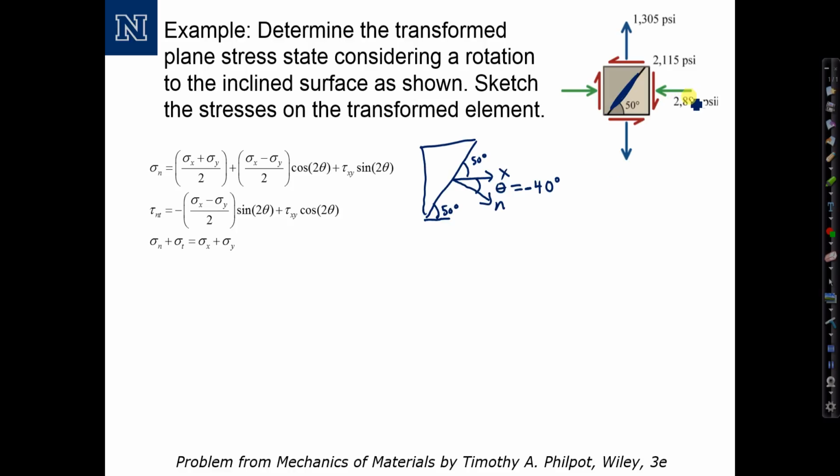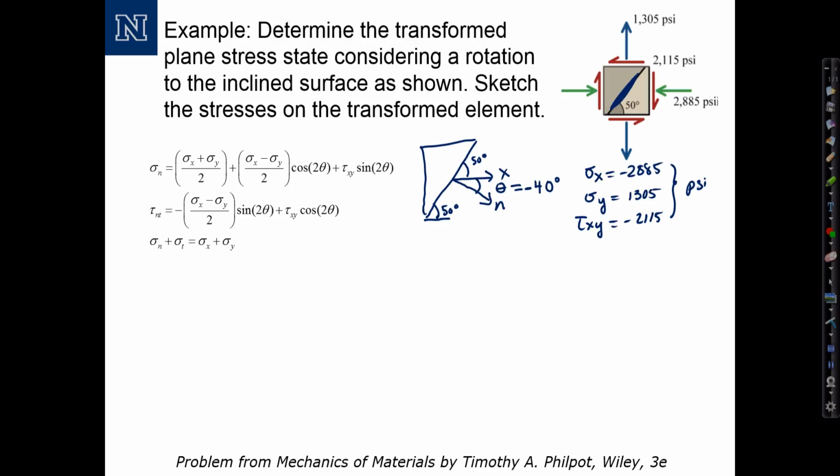Let's summarize the stress state. We have a normal stress on the original element on the x surface acting inward, so sigma x is negative 2885. We have on the y face a stress acting outward, so sigma y is positive 1305. And finally, we have a shear stress acting in the negative direction on the positive x face, so we're going to interpret that as negative 2115. And these are all in units of psi. Okay, so now we have what we need to calculate the transformed stresses.